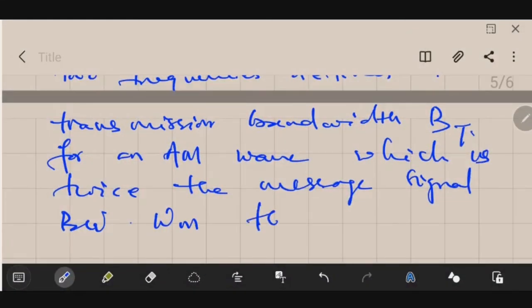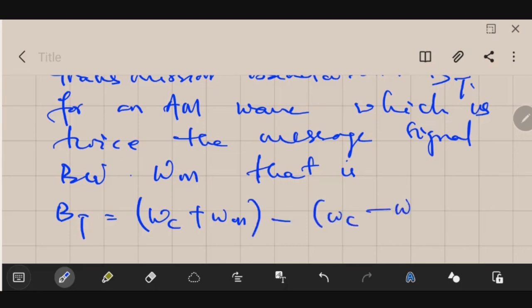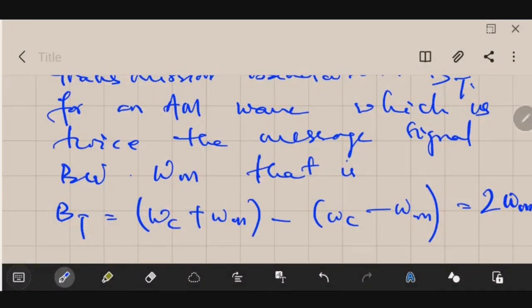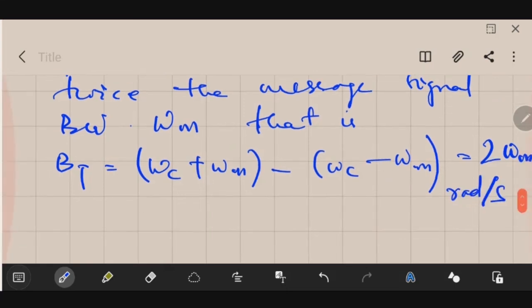Okay, that is, we could write it like this also. BT is equal to your omega c plus omega m minus your omega c minus omega m, which is actually equal to 2 omega m. Here the units will be how much? Radians per second. Similarly, if you want to express this in terms of hertz, your transmission bandwidth will be twice Fm, which will be in hertz.